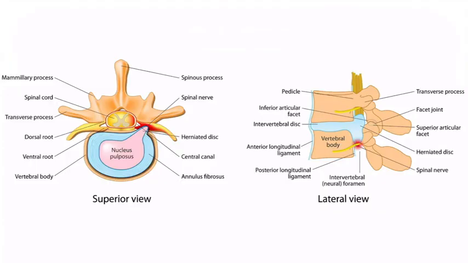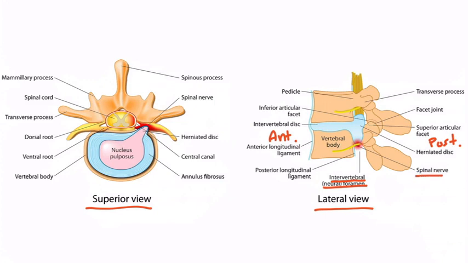This is a nice overview image showing the anatomy associated with radiculopathy. The left part of the image is a superior view, and the right part of the image is a lateral view. Let's focus on the right part of the image first. Notice that this is anterior, and this is posterior. You can see the neural foramen right here, which is where the nerve exits the vertebral column. Notice that the herniated disc is protruding posteriorly, which compresses the spinal nerve root.